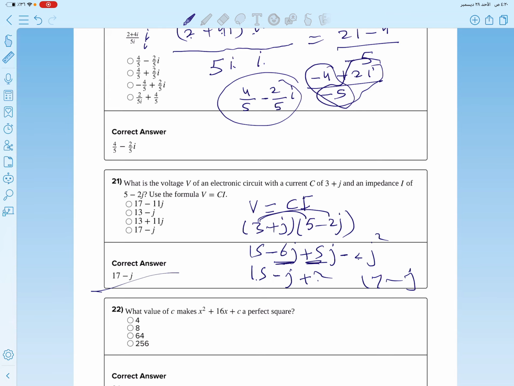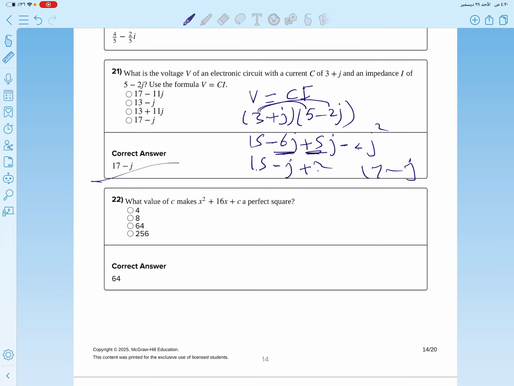This is the answer. What value of c makes a perfect square? Divide by 2 and then square, so divided by 2 is going to be 8. 8 squared is going to be 64, the answer.